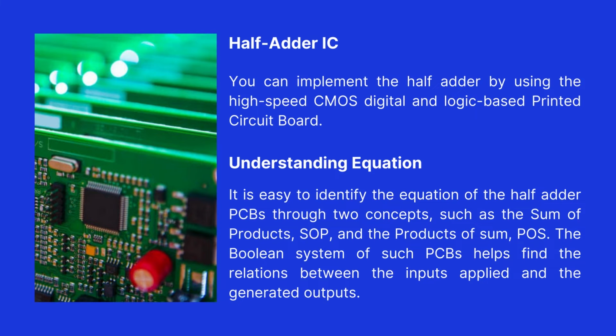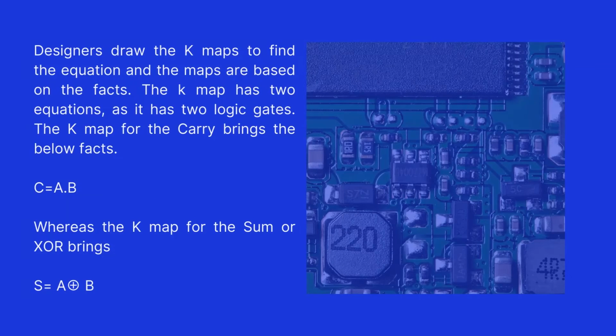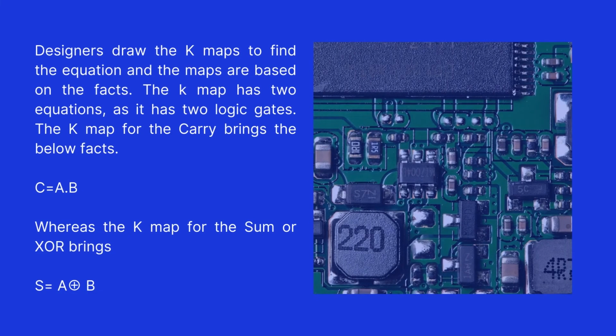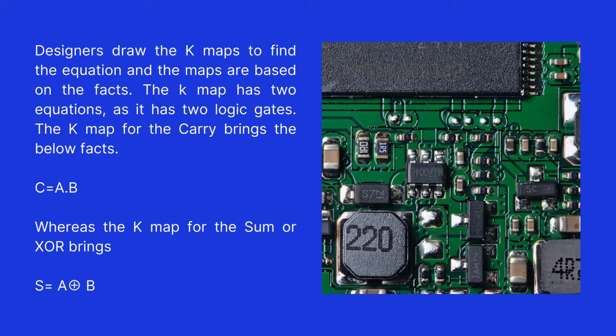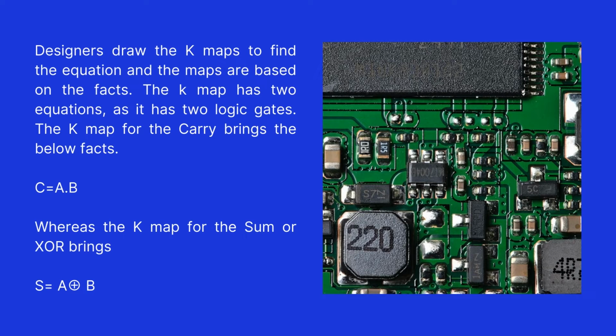The Boolean system of such PCBs helps find the relations between the inputs applied and the generated outputs. Designers draw the K-maps to find the equation, and the maps are based on the facts. The K-map has two equations, as it has two logic gates. The K-map for the carry brings the below facts. C equals A dot B, whereas the K-map for the sum or XOR brings S equals A XOR B.